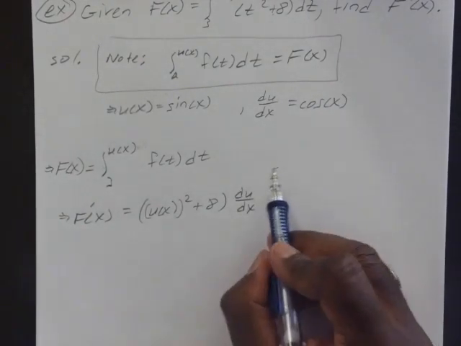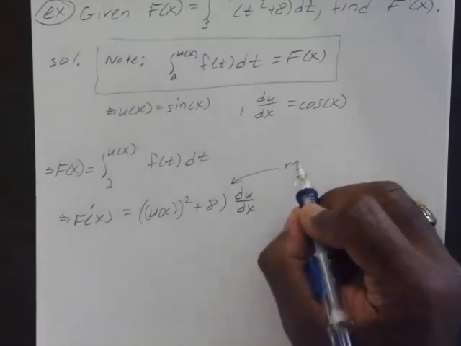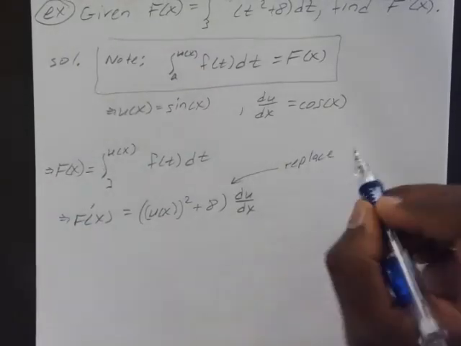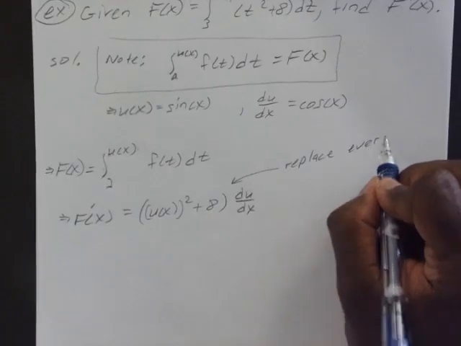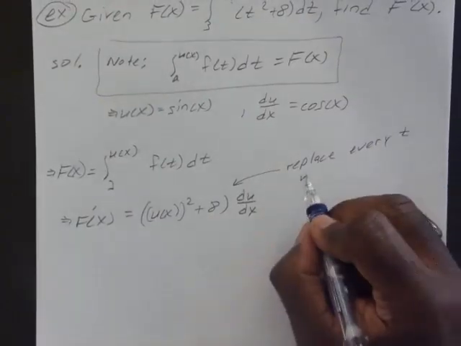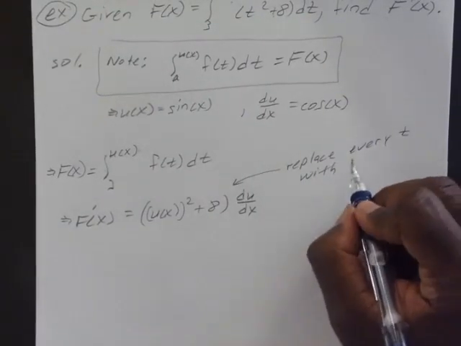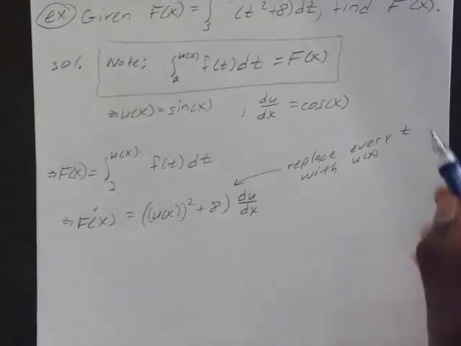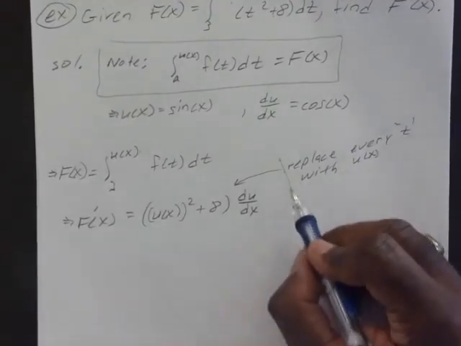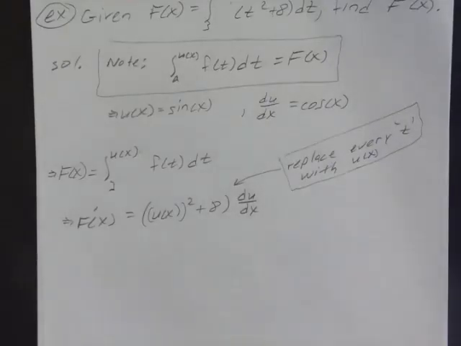So all we did was replace every t with our u of x. And again, if you wanted to, you could have gone right ahead and just made it sine squared of x, but I just figured I'd keep it generalized.